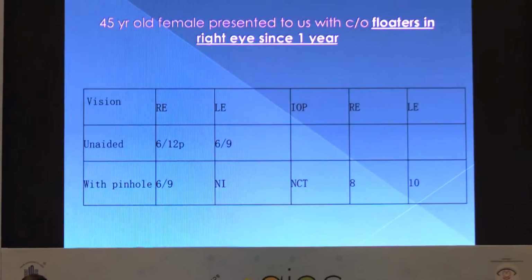Good morning, everyone. So today I am going to present on unraveling the enigma of ocular sarcoidosis. In the first case, a 45-year-old female presented to us with the chief complaint of floaters in the right eye since 1 year. Her vision in both eyes was 6/9 with the pinhole.